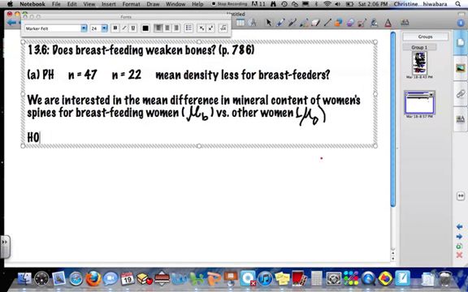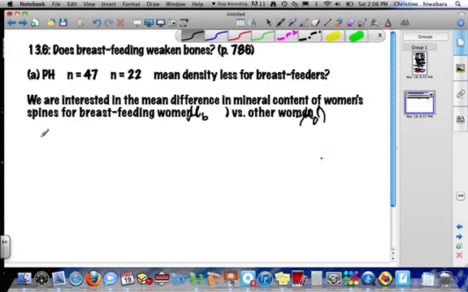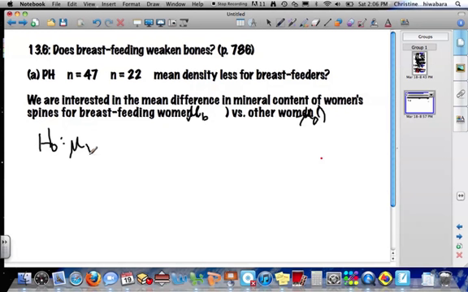Okay? So we have our hypotheses testing. H naught is always going to be that there's no change, right? So you're going to say that the mean mineral content for breastfeeding women is going to equal the mean mineral content for other women. And the alternative hypothesis is going to reflect that first question up above, which was, is the mean density less for breastfeeders? So you would be writing mu of B is less than mu of O.